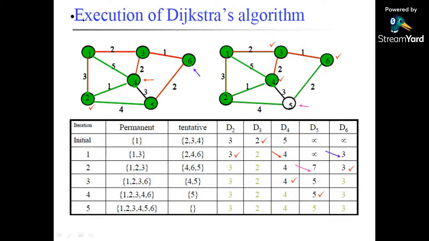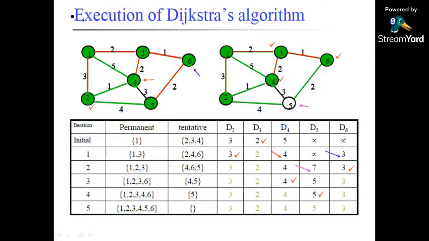The value of 5 is infinity at that time. So 1 to 3 becomes permanent. Tentative nodes from 3 are 4, 6, 5. The cost of each is given: for the fourth node it is 4, for the fifth node it is 7, and for 6 it is 3. Out of which 3 is the smallest cost, so we consider it.